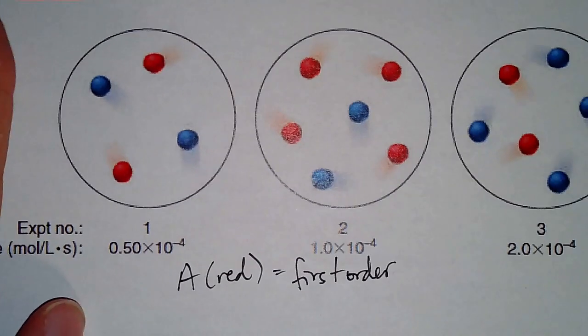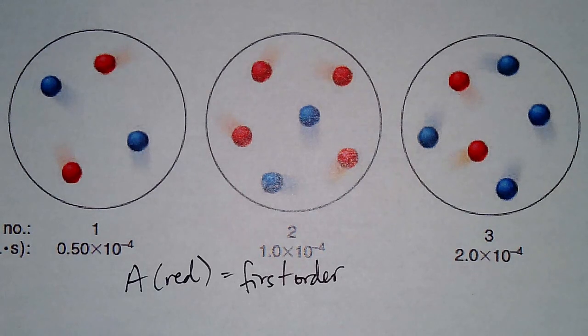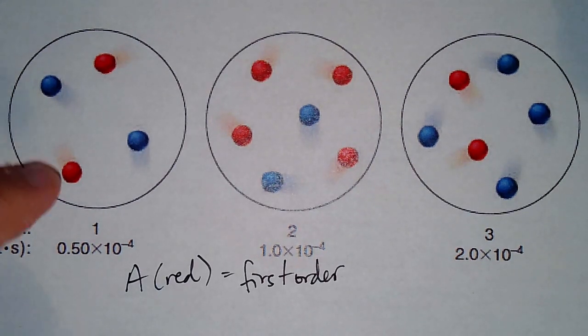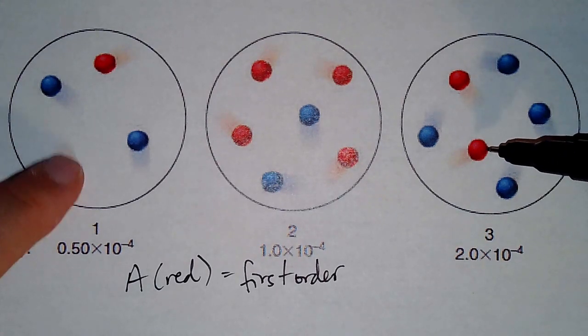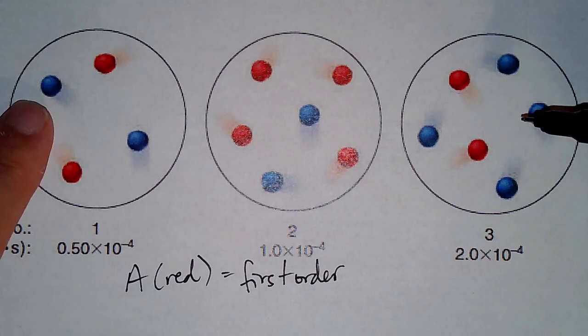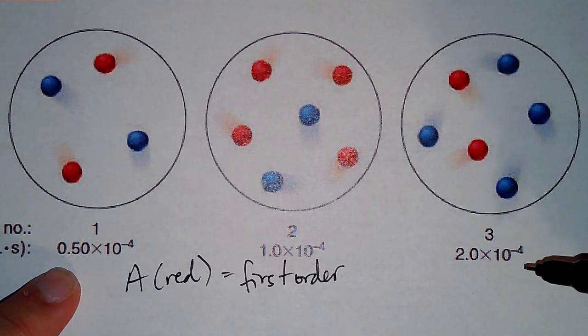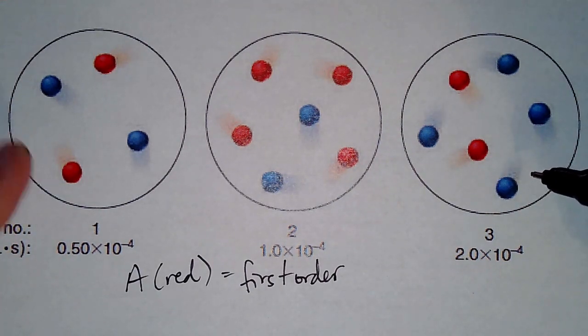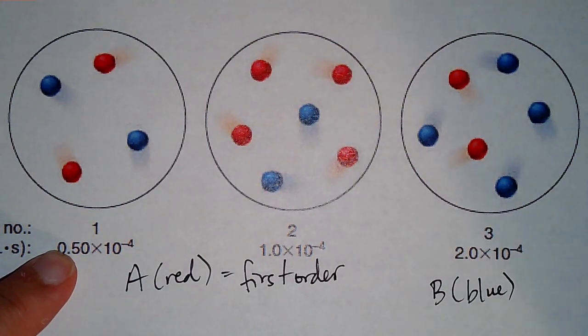Alright, we want to find reaction order for blue. So let's expand this out. If we look at experiments 1 and 3, the red, or A, is staying the same, 2 red in each. But our blue is doubling from 2 to 4 in experiment 3. And if we look at our rate information, our rate is quadrupled. So doubling B quadrupled the rate. So that should tell us that the B, or the blue, is second order. So we have an exponential effect.